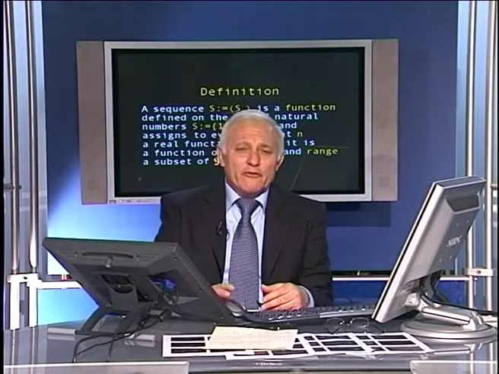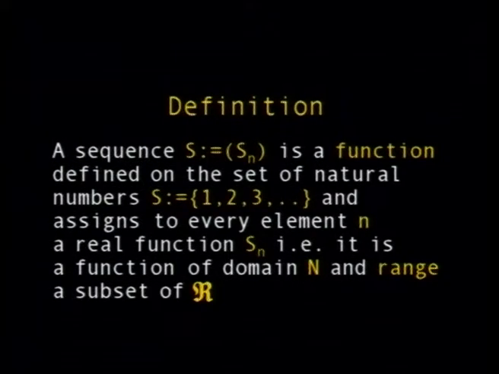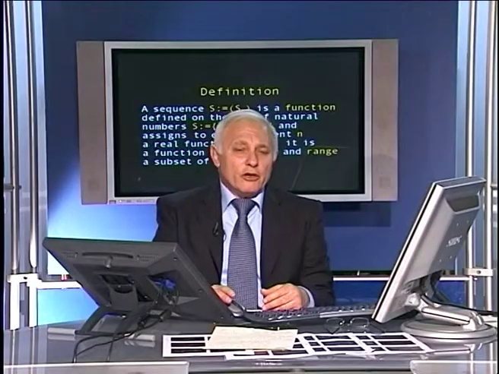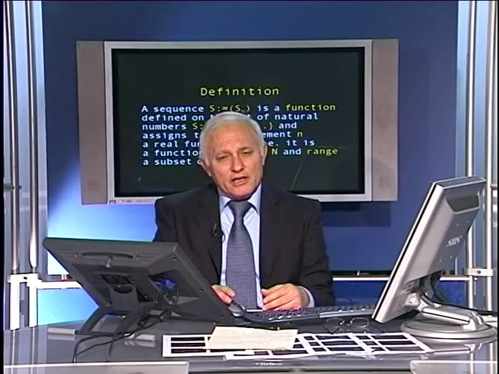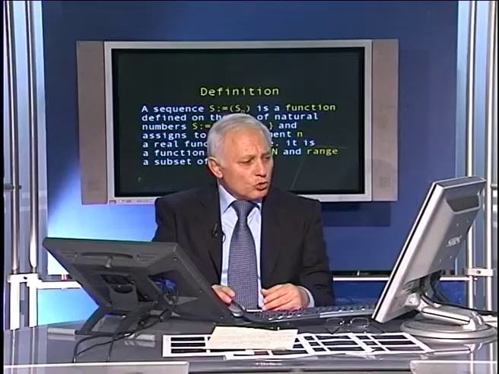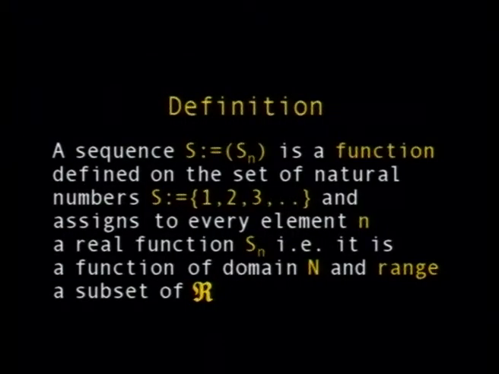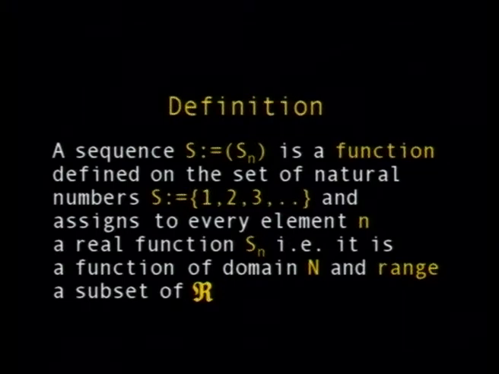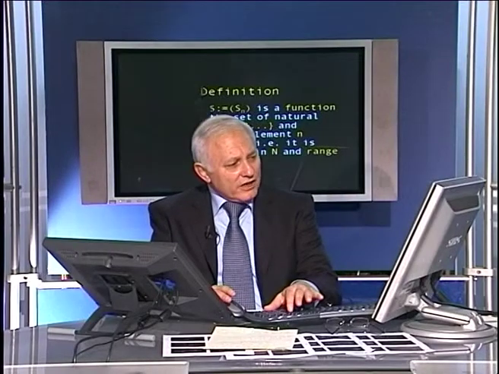First of all, you have to define a sequence. A sequence, as it's said here, is a function defined on the set of natural numbers. In other words, for each element of n, you have a value in R. So this constitutes a one-to-one correspondence between n and a real number, capital S of n, which is the element of the sequence. So it's a function of domain n and range a subset of R. So we shall give examples.